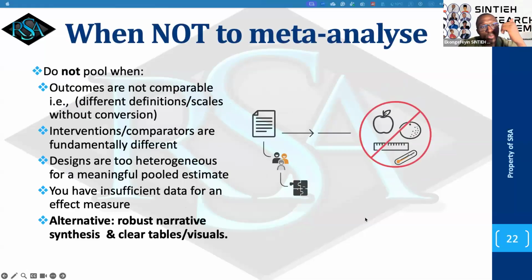So when not to do a meta-analysis. So do not pull when Lydia, can you read for us? No. Afayi, can you read for us?